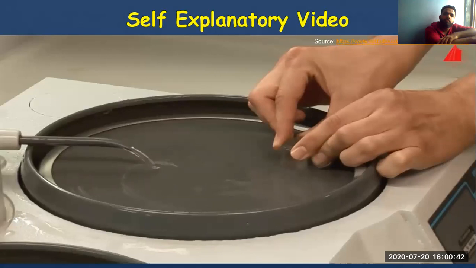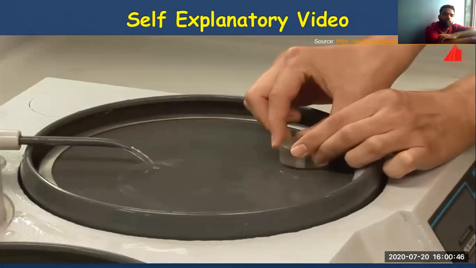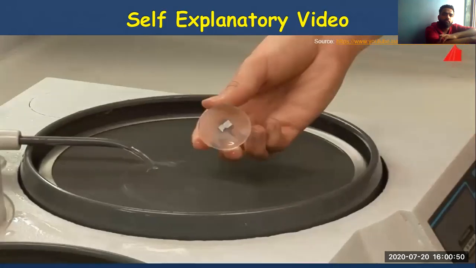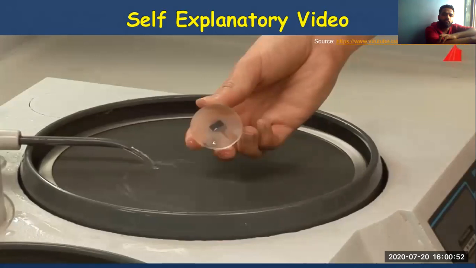Grinding continues with 600 grit and 1000 grit abrasive paper until an immaculate, finely ground specimen has been achieved. The specimen is now ready for polishing.